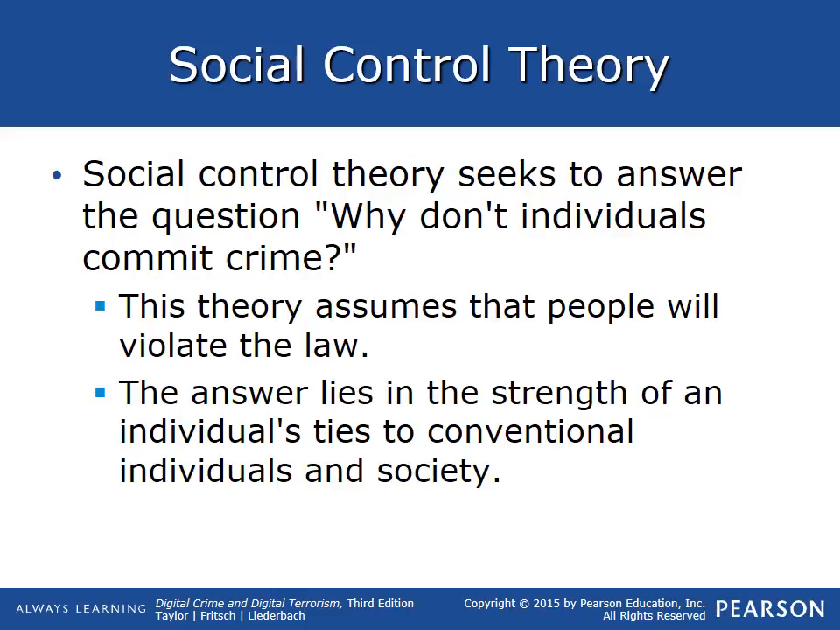Social control theory seeks to answer the question: why don't individuals commit crime? What stops me from committing a crime? This theory assumes that people violate the law. The answer lies in the strength of an individual's ties to conventional individuals and society. Think of it as, why do we wait for the red light to change at a stoplight instead of going through it? Why do we throw things in recycling bins instead of just throwing everything in the garbage? It comes back to that social contract that we have with other people in our society.